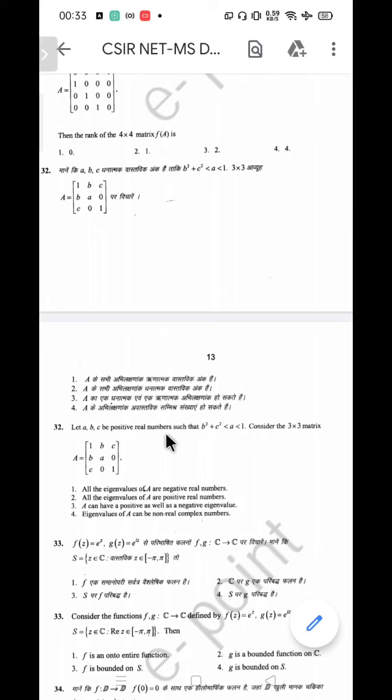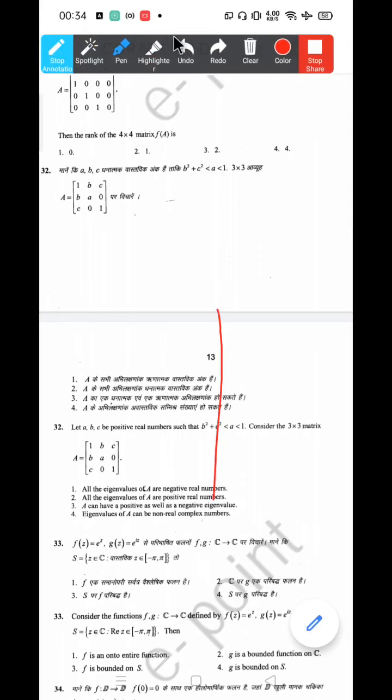A, B, C are positive real numbers such that B square plus C square is less than A, that is less than 1. Consider the 3 cross 3 matrix A equal to this, with rows 1 B, B A C, C 0 1. All the eigenvalues of A are negative and real numbers. A can have a positive as well as negative eigenvalue. So we need to find the eigenvalue. Okay, so just find the determinant first. The thing is that this is actually a symmetric matrix. What will be the determinant?